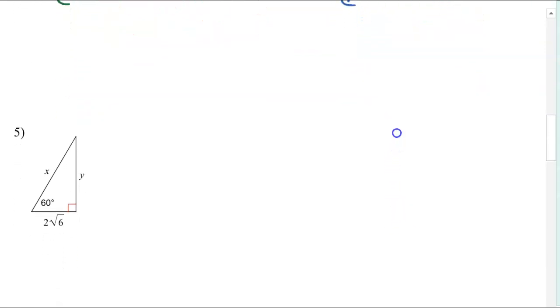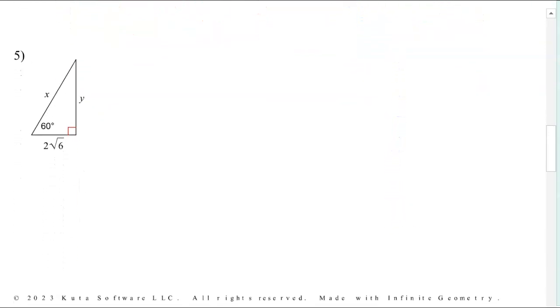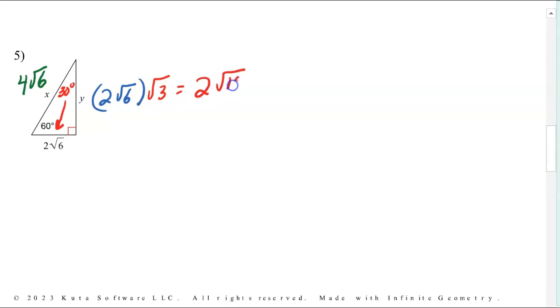And let's take a look at one more example, example number 5. So in example number 5, we have the short leg is 2 square root of 6. If we double that, we'll get 4 square root of 6 for the hypotenuse. And to get the long leg, we're going to take 2 square root of 6 and multiply by square root of 3. That's going to become 2 square root of 18.